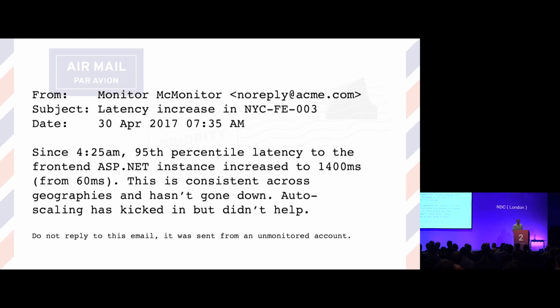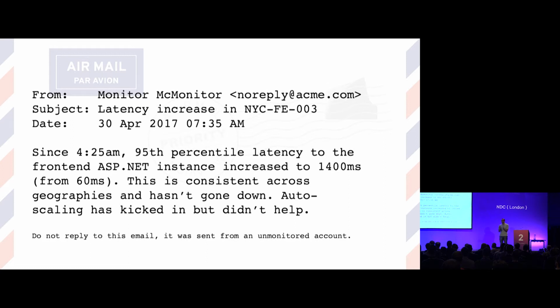A couple of slightly better examples, I think. So this could be an email from an automatic system, a template. And this says, since 4:25 a.m., the 95th percentile latency to the front-end ASP.NET application increased to 1400 milliseconds. The previous value was 60 milliseconds, and this is consistent across geographies. Auto-scaling has kicked in and didn't help.